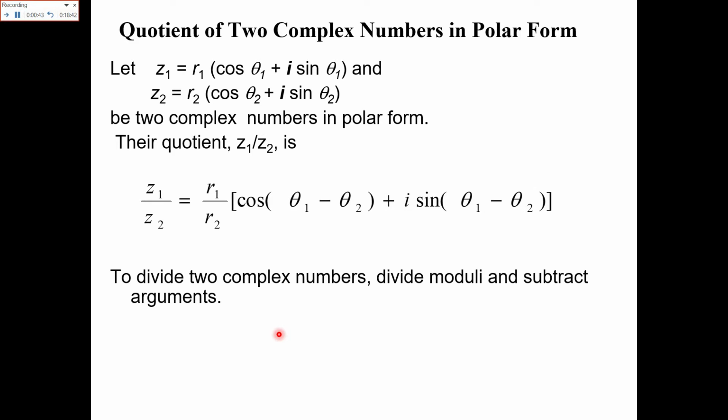Now the quotient rule in the polar form says z1 over z2 is equals to r1 over r2 (cos (theta 1 minus theta 2) plus iota sin (theta 1 minus theta 2)). So the quotient rule of the polar form says to divide the complex number, you will divide the moduli and you will subtract the arguments. Here we will see an example that how you will find the division or the quotient for two complex numbers.